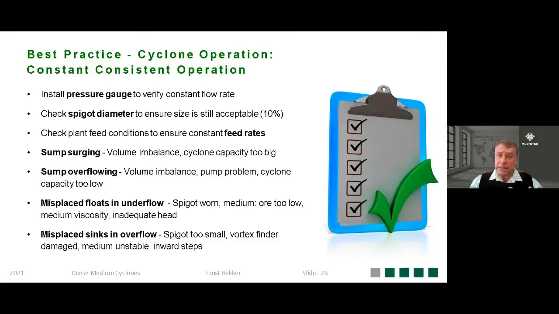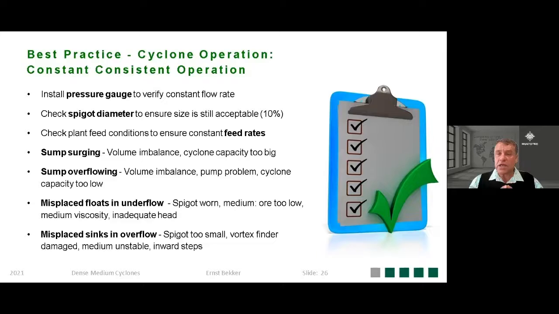Then it needs to be replaced. Now, here's the problem: maintenance people say, but this is stupid because there's still wear material available. Let's use the spigot further. There's a change that's starting to happen inside the cyclone. The bigger spigot starts to affect your cut density. People don't always know about that.